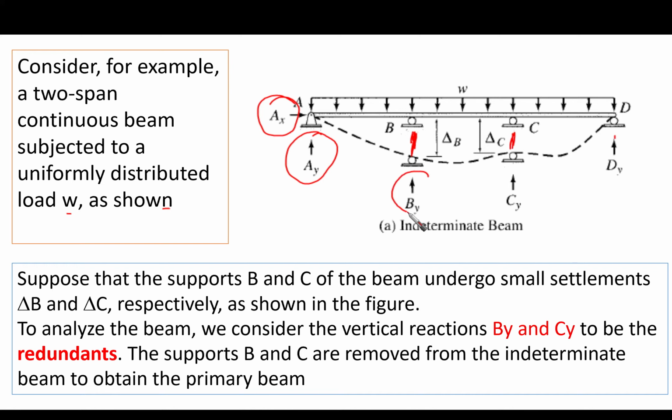So we have By, Cy and Dy in addition to Ax and Ay. This means that we have a twice statically indeterminate structure. This is similar to what we explained before in maybe 2 videos earlier. I have explained exactly the same example.